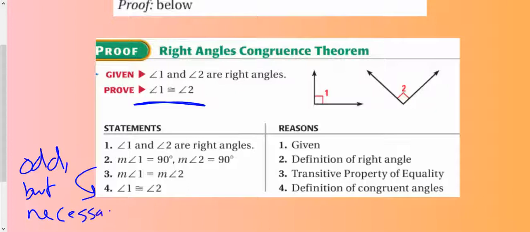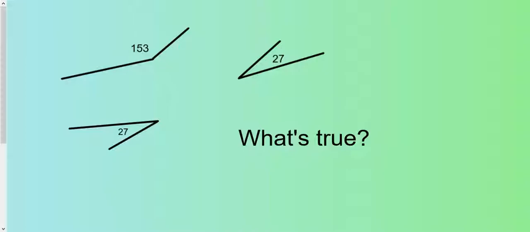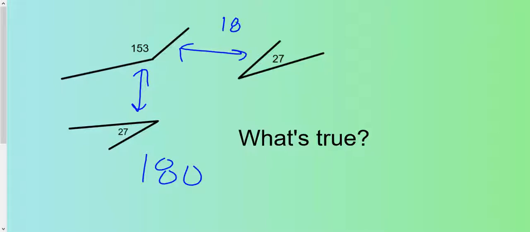And that's going to come up a lot, so you'll get used to it over time, but it seems redundant. Okay, what's true here? Well, 153 and 28 add up to 180. And 153 and 27 add up to 180. And then these two angles must be the same. So this, again, seems really intuitive, but it's actually really important.